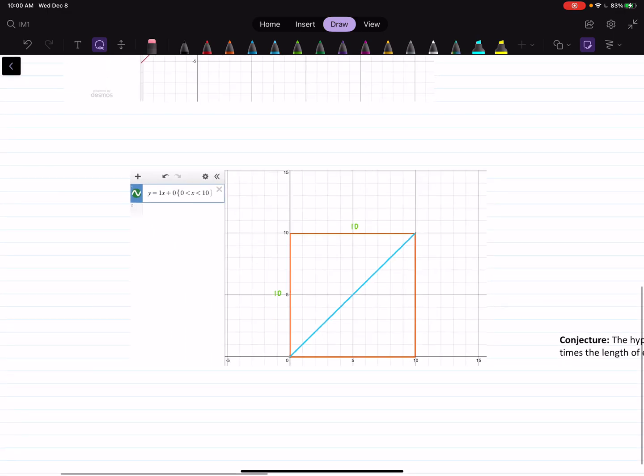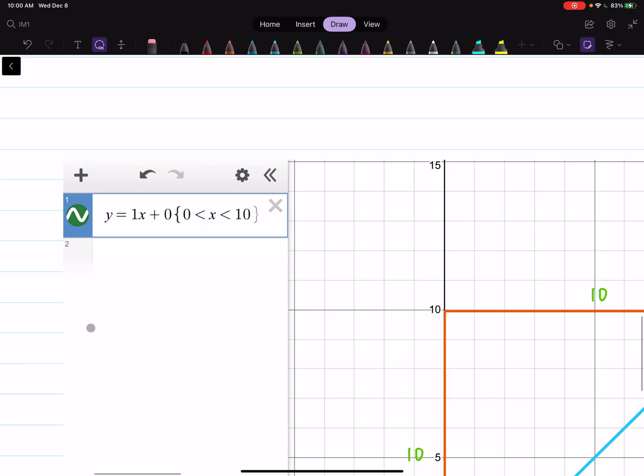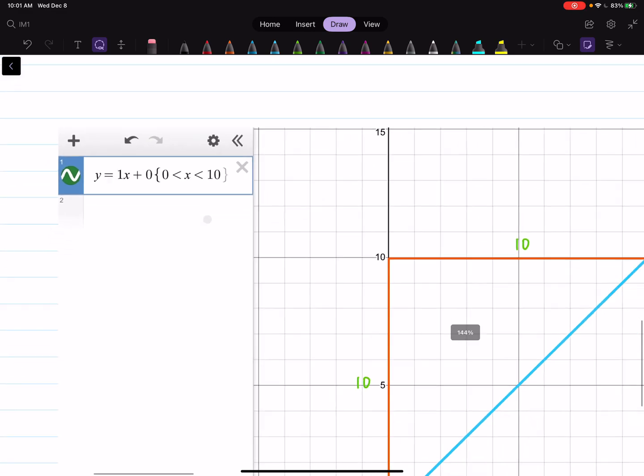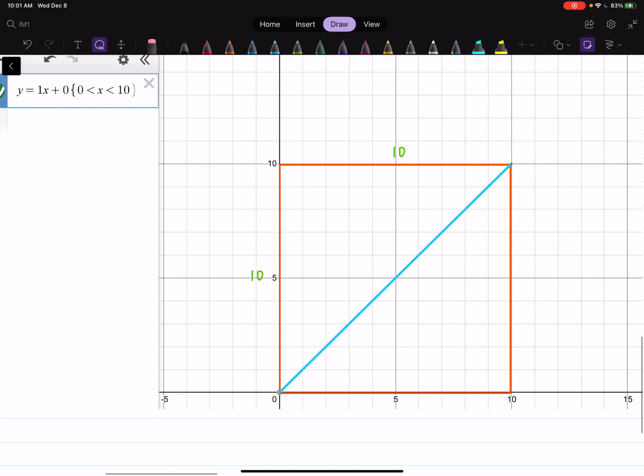So when we set the constraint of this linear equation from greater than 0 but less than 10, which is the inequality we've been talking about, the length actually becomes 10 square root of 2. So the answer for this length is 10 square root of 2.